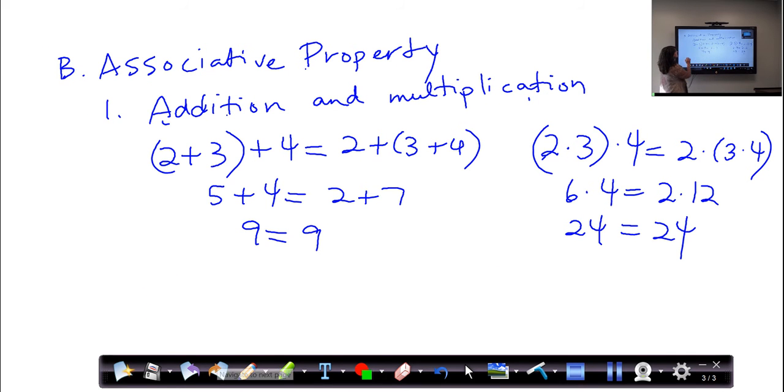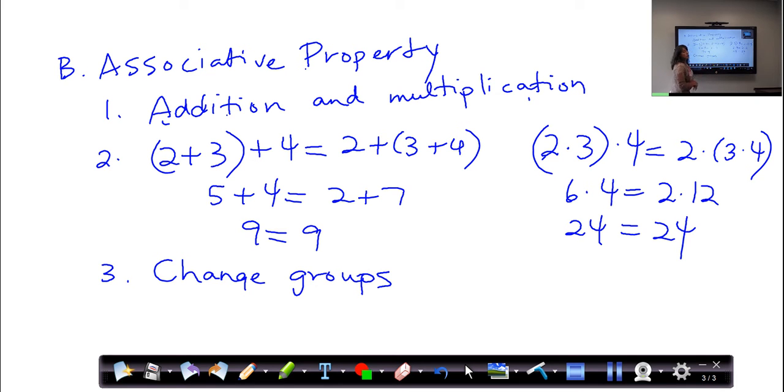Flip back here a second. Okay, that's number 2. So it allows you to change your groupings. And just like with the commutative property, it does not apply to subtraction, does not apply to division, only addition and multiplication.